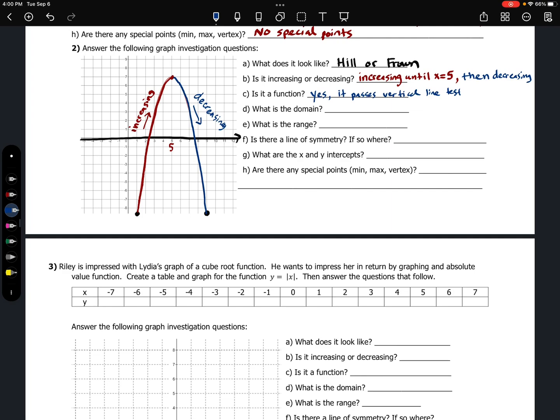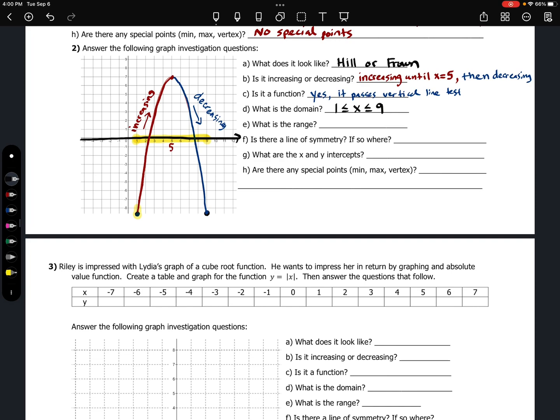What is the domain? And this is why I had you put the endpoints on there. Looking at the shadow that's cast there, our point farthest left starts at 1 and goes all the way to 9, and there's points all the way in between. So this graph covers on the x-axis from 1 to 9. So our domain is going to be from 1 to 9. So we'll say 1 is less than or equal to x, and x is less than or equal to 9.